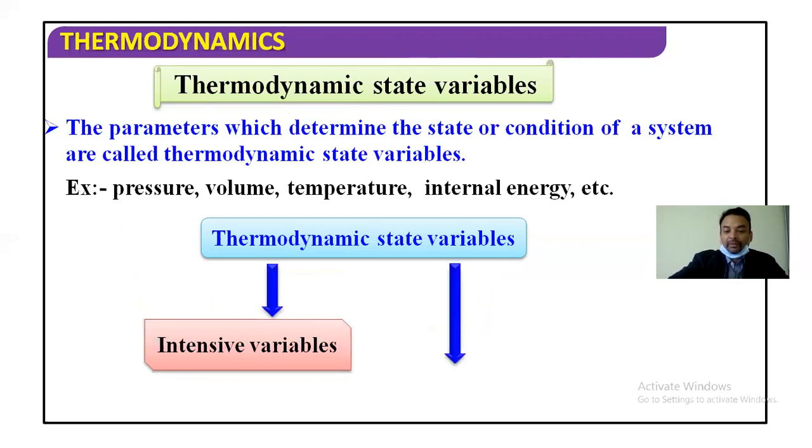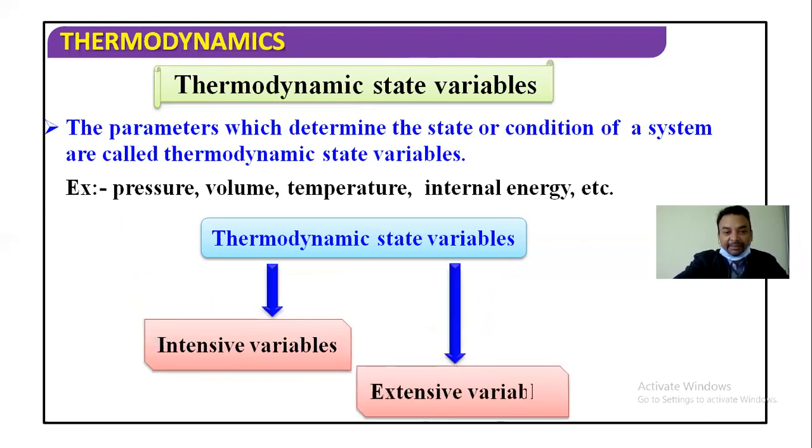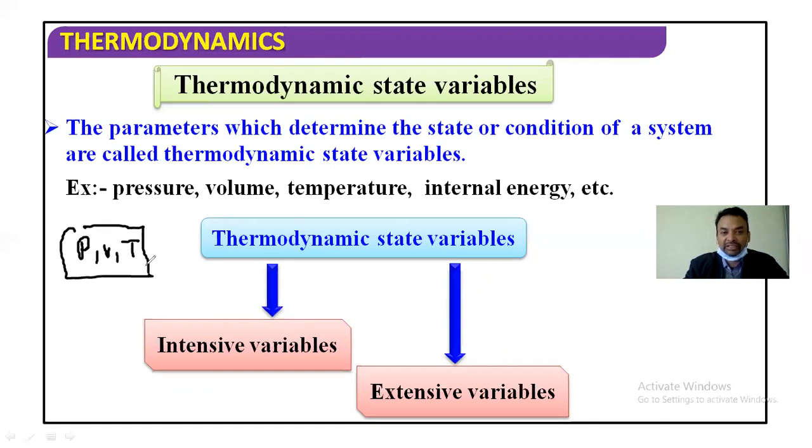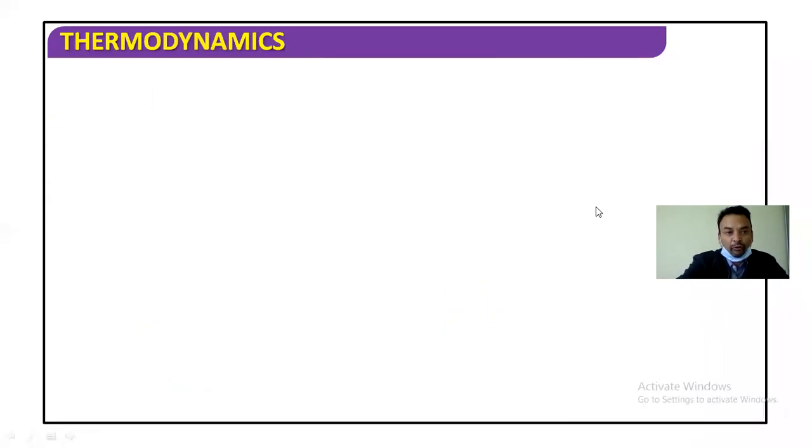So again, the thermodynamic state variables can be categorized in two categories: intensive variables and extensive variables. Basically, we are taking three thermodynamic state variables: pressure, volume, and temperature. Out of these three state variables, we will classify which are intensive variables and which are extensive variables, and how we can define intensive and extensive variables. So let us go for that.